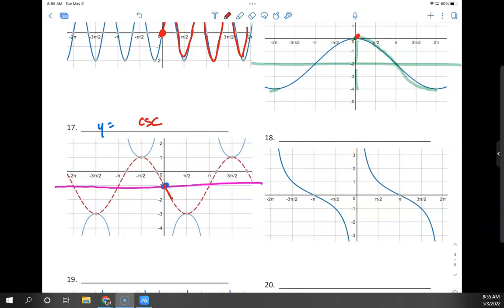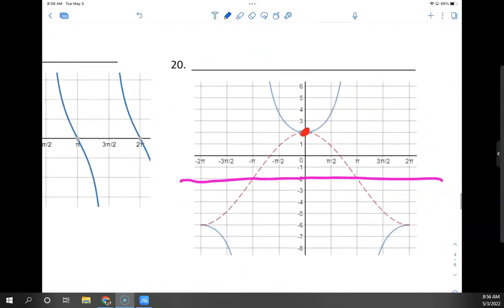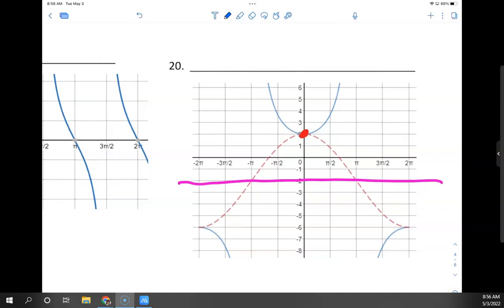The amplitude is how far it goes that way and that way. So that's 2. And because it went down first, it's negative. Cool. 1 full cycle, so it's 1x shifted down 1. Okay, so let's do this one, and then we'll go back and do the tangent cotangent.